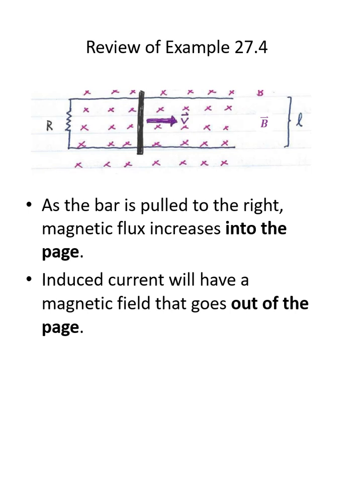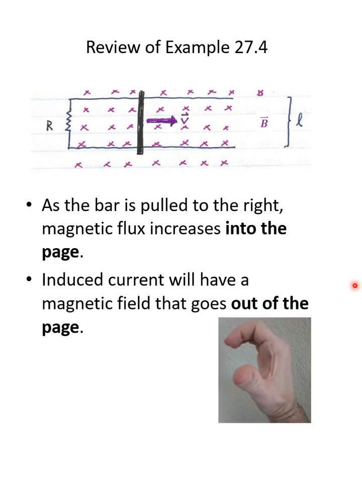So there we have it. You see the velocity vector v that shows we're pulling the bar to the right. As the bar is pulled to the right, the magnetic flux increases into the page. So the induced current around that loop will have a magnetic field that goes out of the page. So flux is going into the page. We're going to take our thumb and point it out of the page. And so we can see that the current is going around counterclockwise.